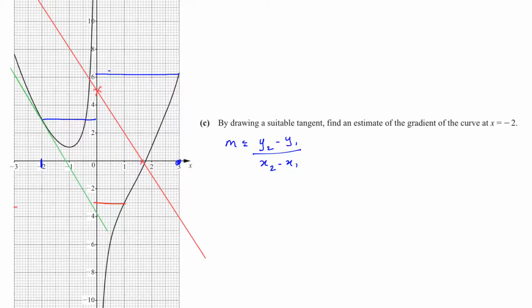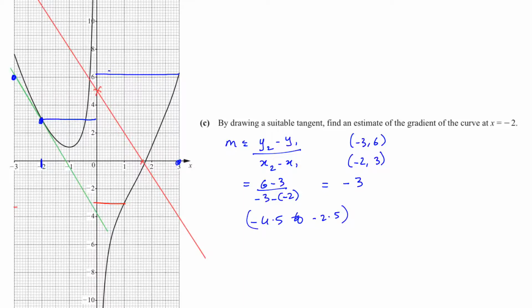We can choose one point here. You can see negative 3 and 6. The other point we can choose is negative 2 and 3. So we will do 6 minus 3 over negative 3 minus negative 2. And that answer will be negative 3. So that is our gradient. If you have any answer between negative 4.5 to negative 2.5, you will get your marks.